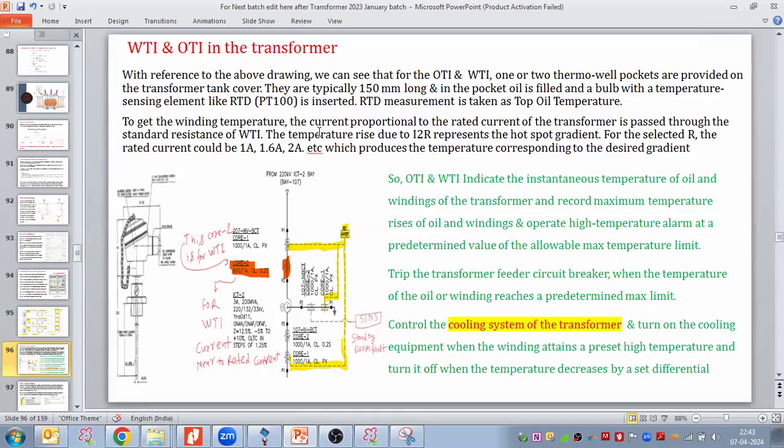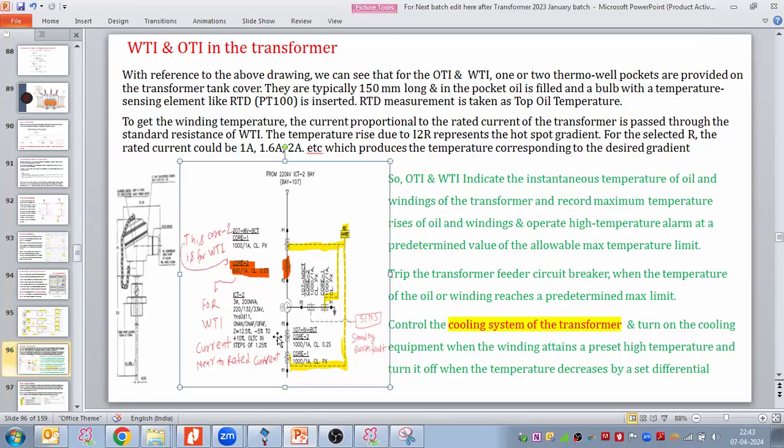To get the winding temperature, a current proportional to the rated current of the transformer, this is important here, is passed through the standard resistance of the WTI. The temperature rise due to I square into R represents the hot spot gradient for the selected R. The rated current could be 1 ampere, 1.6 or 2 ampere as per the manufacturer design, which produces the temperature corresponding to that desired gradient.